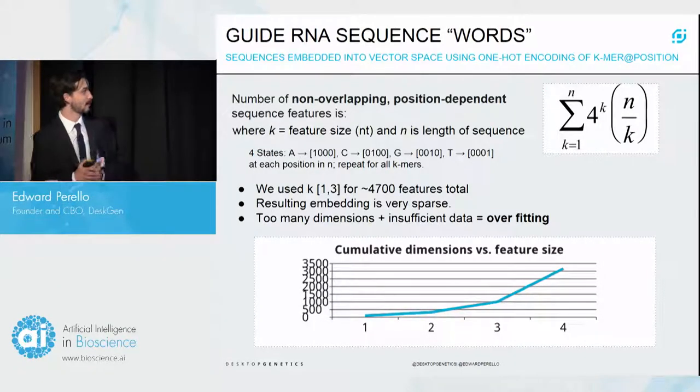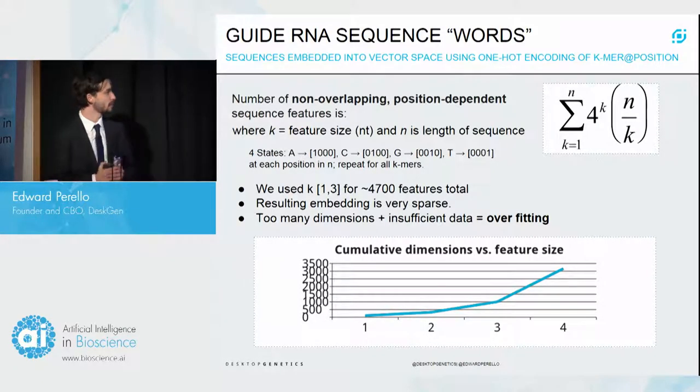We ended up with about 4,700 different features in total, which was enormous. And so we tried to pare that back for our initial set of studies, really to determine what is leading to an ideal activity score and an ideal specificity score as well.